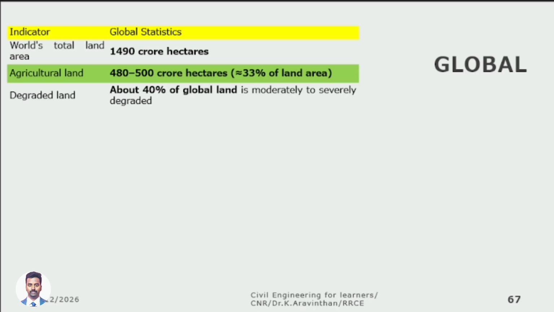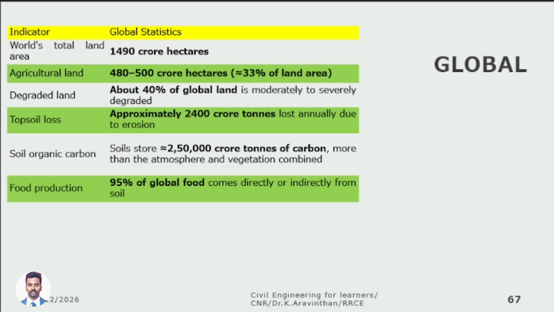1490 crore hectares of land is there. In that, how much is agricultural land? 500 crores. You see this, 1/3. If you take it as 1500 and take it as 500 and divide, 1/3 of the land is covered with agricultural land. Degraded land, meaning unhealthy soil, makes up 40% of global land. Next, the topsoil: approximately 2400 crore tons are eroded annually due to natural processes.